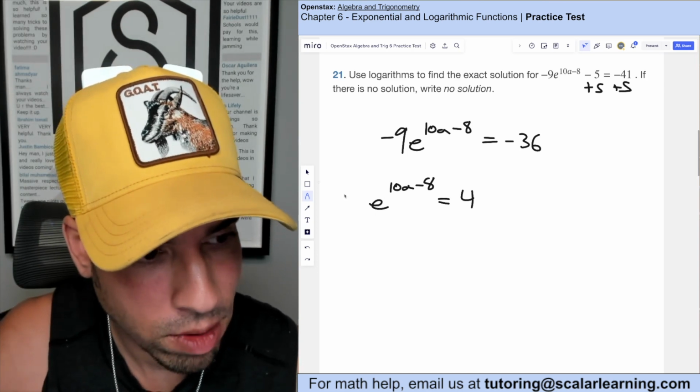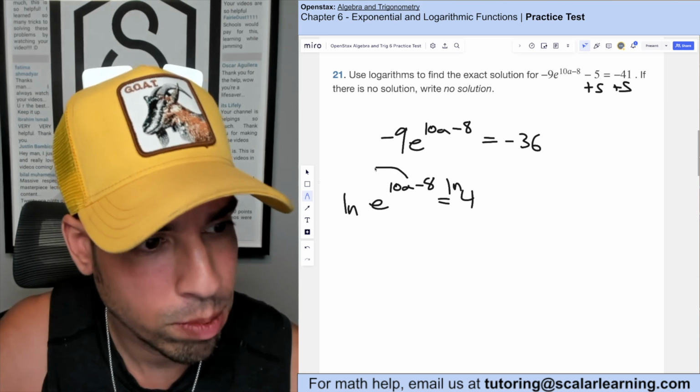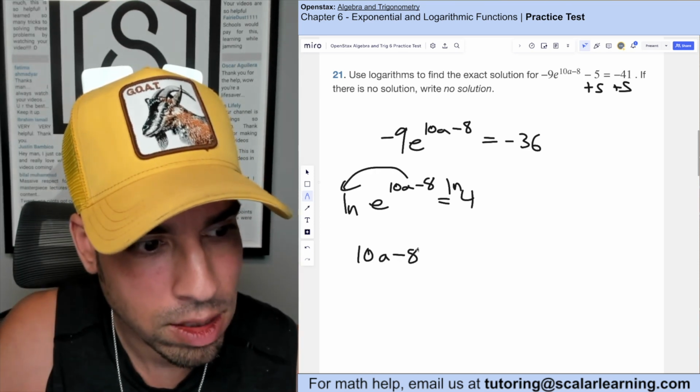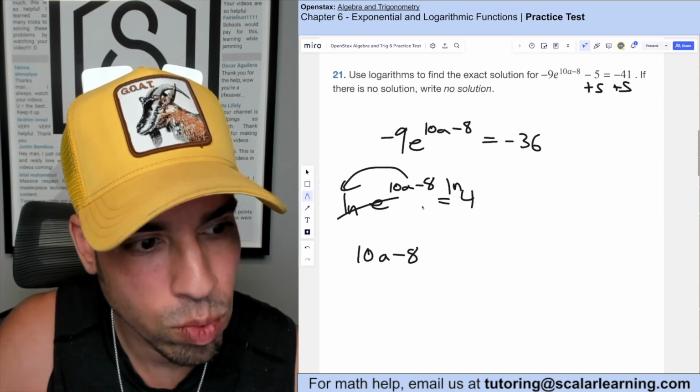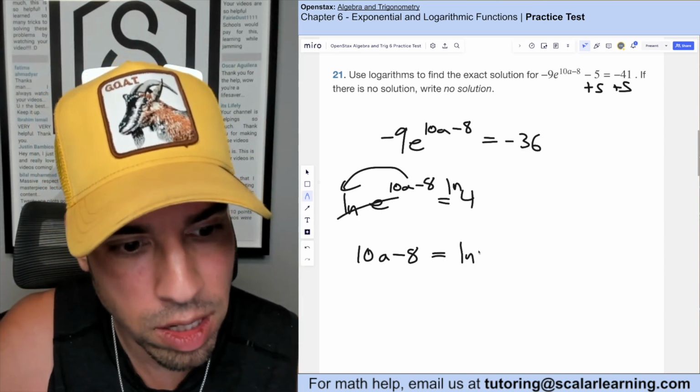Since I've got a base of e, I'm going to take natural log, just going to be easier. This allows me to bring the exponent down using my logarithmic properties. And then it's times ln of e, but ln of e is 1, so that's really nice. That's why natural log is good here. And then this equals ln of 4.